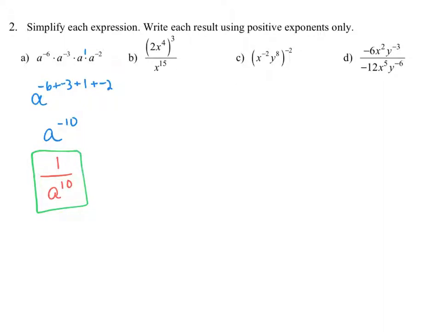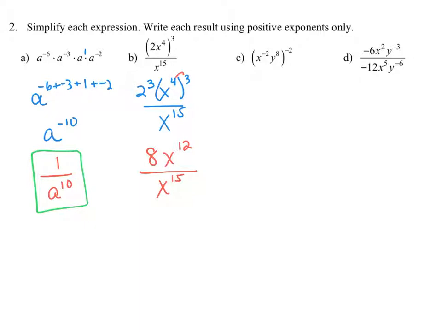In example B, we're going to use the power property. So we have 2 to the third power. We want to raise this quantity to the third power, so it's going to be 2 to the third times x to the fourth, all to the third power, divided by x to the 15th power. Let's simplify this. We know 2 to the third is 8, and x to the fourth to the third power is a power to a power, so we multiply those exponents, 4 times 3 to get 12. So in the numerator we have 8x to the 12th, and in the denominator we have x to the 15th.